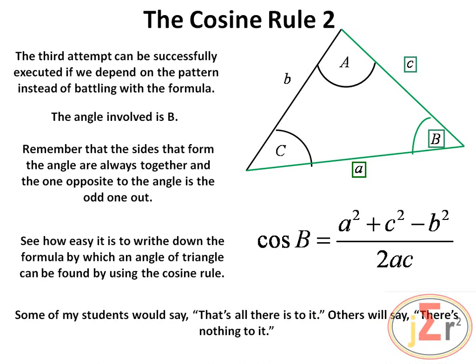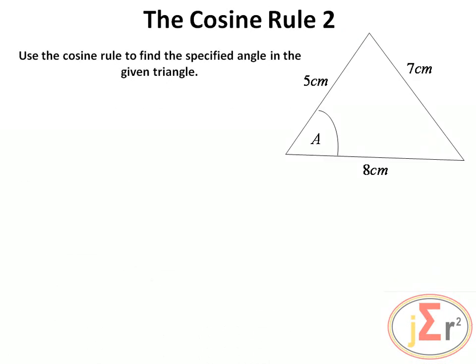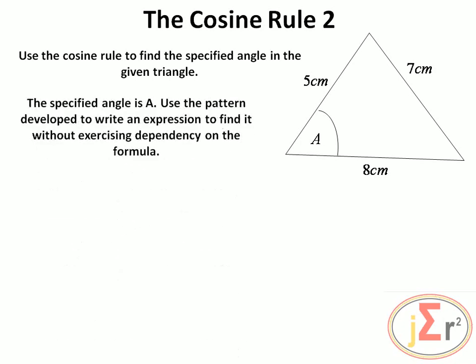Some of my students would say that there is nothing to it, and others will say that's all there is to it. Use the cosine rule to find the specified angle in the given triangle. Of course, there's only one angle there, A. So the specified angle is A. Use the pattern developed to write an expression to find the angle without exercising dependency on the formula. So no dependency expressed on the formula. Let's see how we may do that.